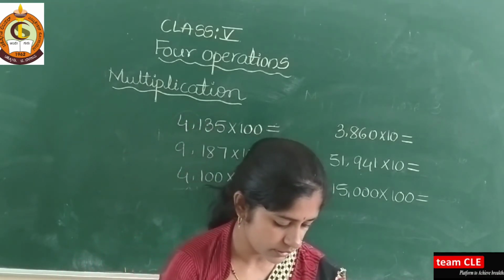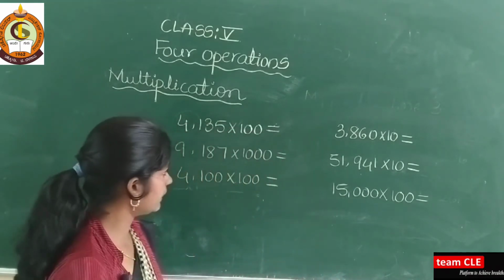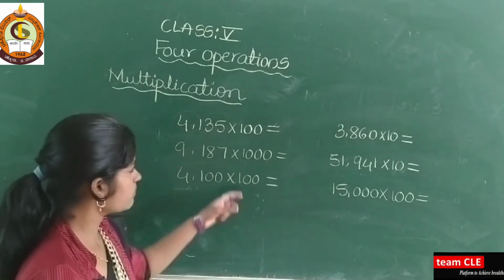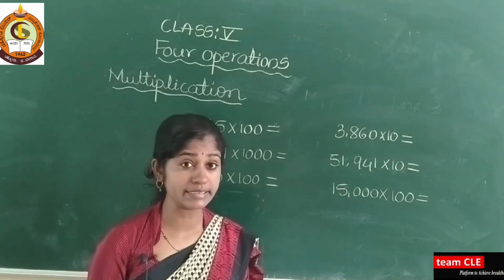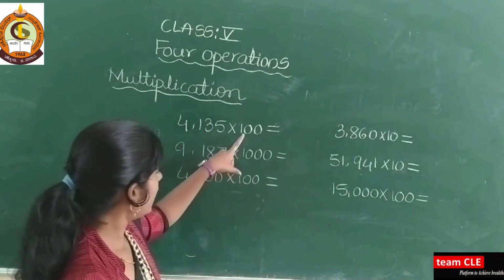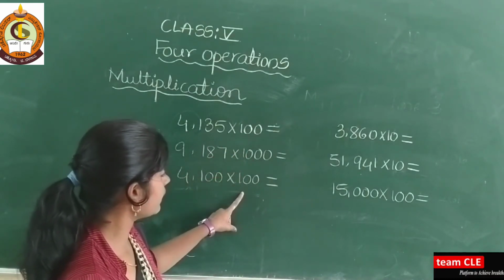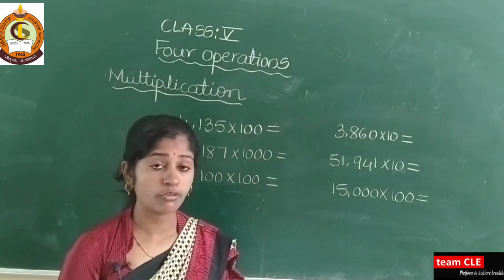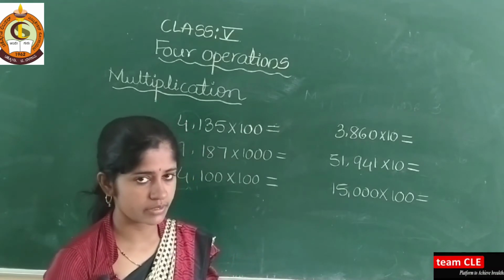See here, multiplying by multiples of 10. By observing this, you know only one digit multiplication. But here 100 is there, here 1000 is there, here 100 is there. Then how to do this? For that, you have a trick.